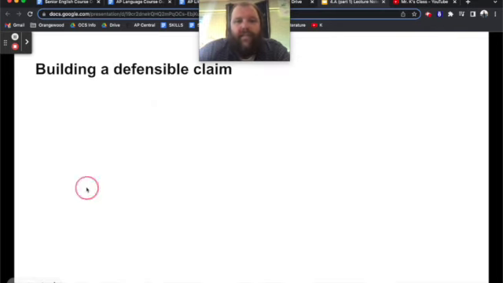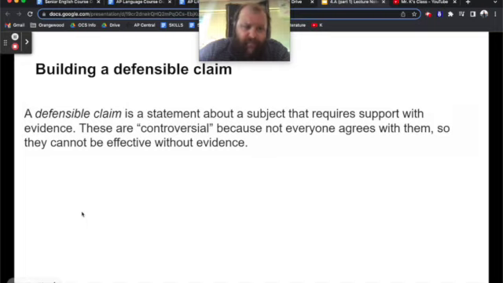So, building a defensible claim. A defensible claim is a statement about a subject that requires support with evidence. These are controversial because not everyone agrees with them, so they cannot be effective without evidence.